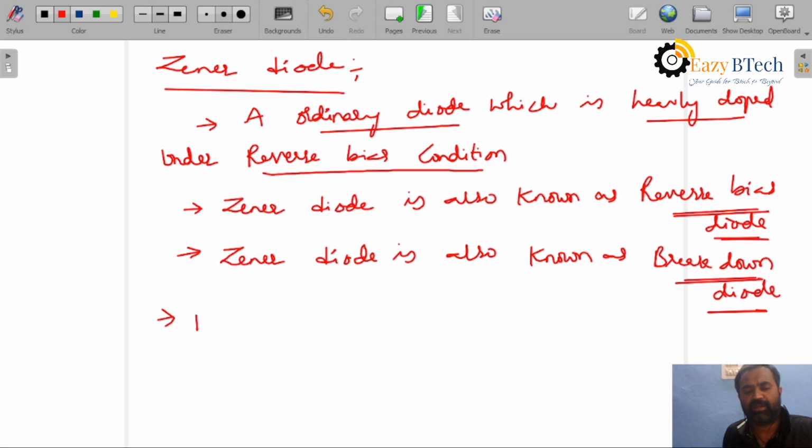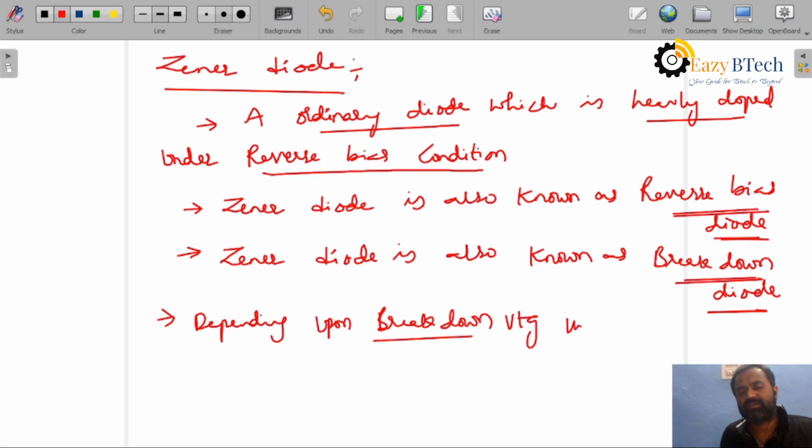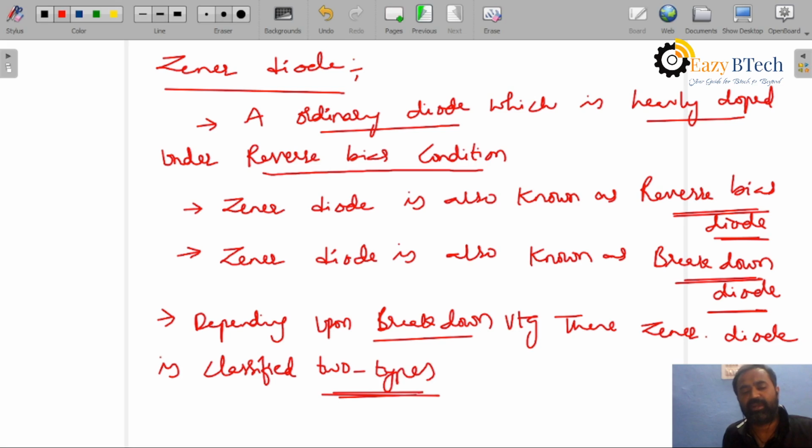Okay, depending upon breakdown voltage, the Zener diode is classified into two types. Now what is breakdown? We will see.